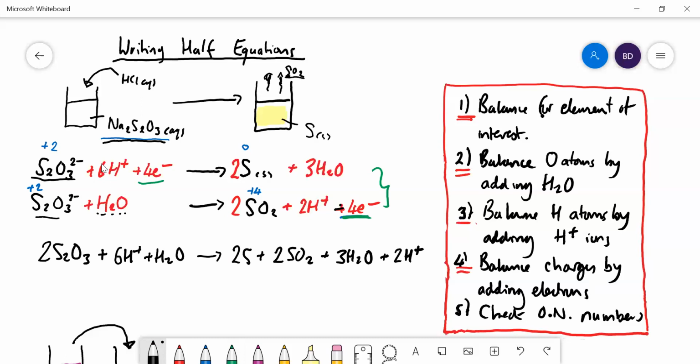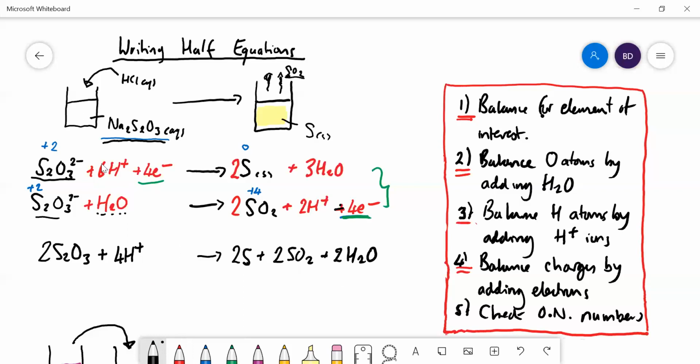Now, we've got H+ on both sides of the equation. We have got 6 there and 2 there, so that means we can get rid of those 2 and say that's the same as having 4 here, isn't it? So I'm going to put 4H+ there. Okay, same with the waters. We have got 1 water here and 3 there, so I can get rid of those waters and change that into a 2H2O.